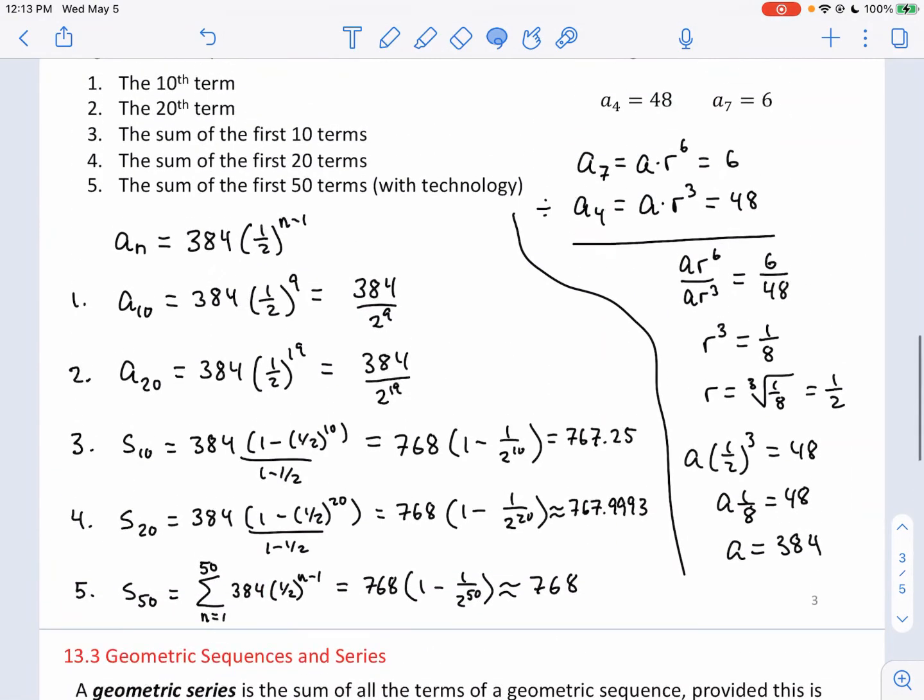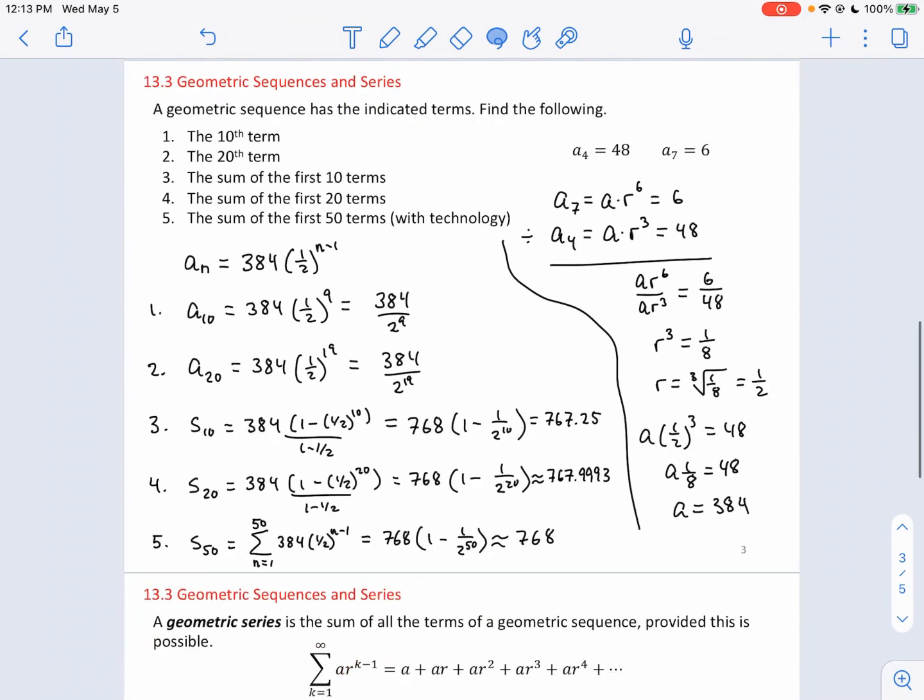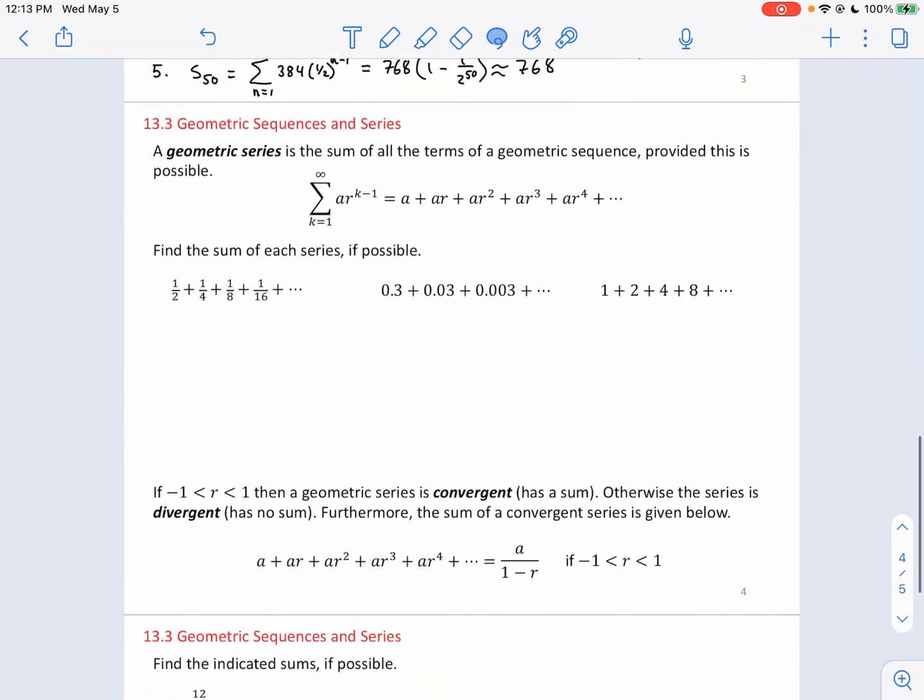It seems like the more and more terms we add together, the closer our answer gets to 768, which might make you think that if we added up a trillion terms, we would effectively have 768. If we added up a trillion terms, if we added up all of the terms, infinitely many, would we have 768? Interesting question. Let's explore this idea of infinite sums here.